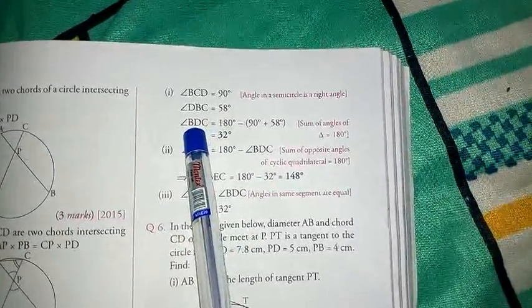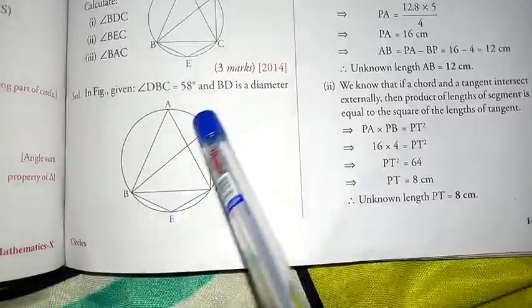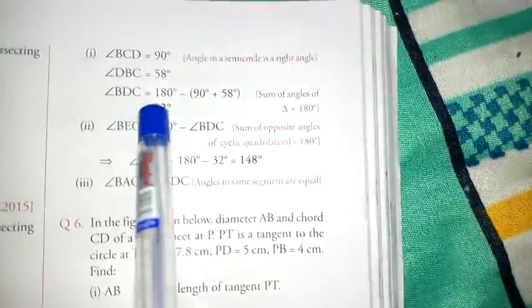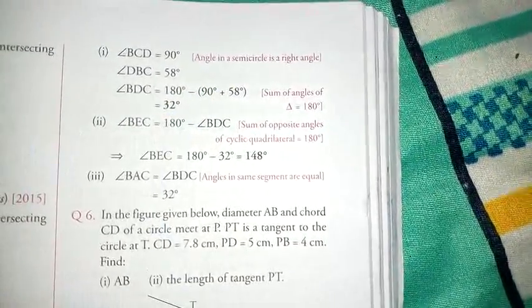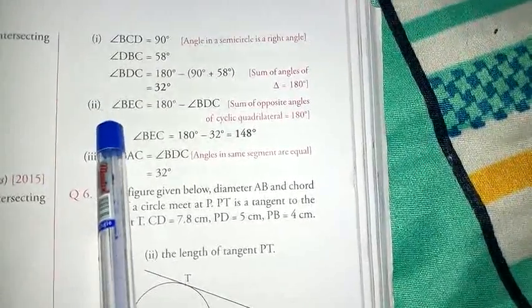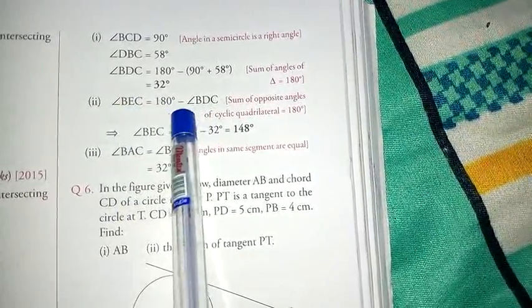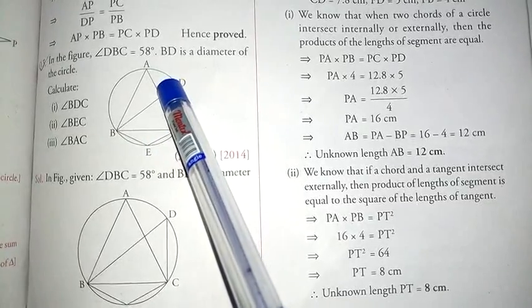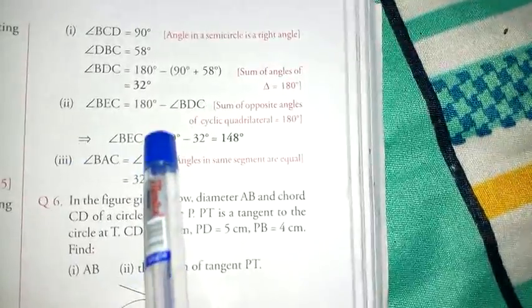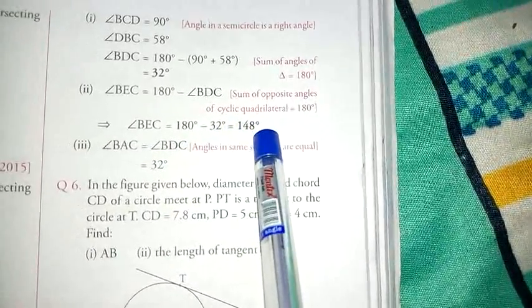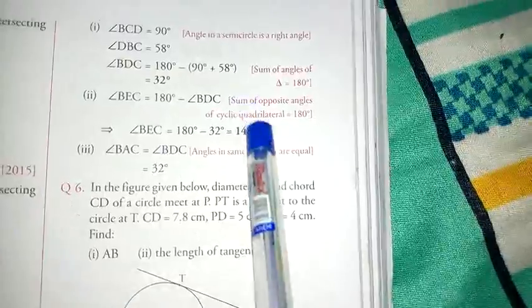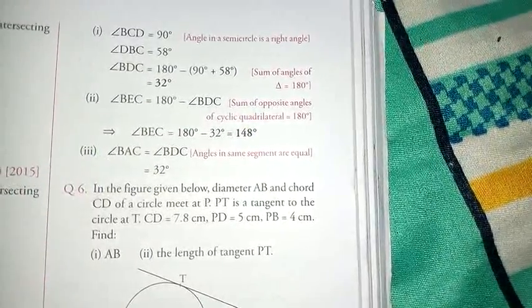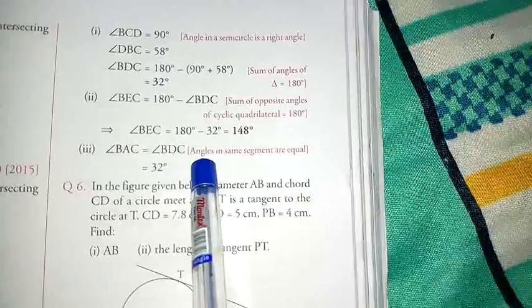So third, angle BDC will be 180 minus the two other angles, equal to 32 degrees. First answer came. Number 2, you can see angle BEC is 180 minus angle BDC. So this particular angle BEC will be 180 minus the value of angle D. The value of angle D is 32. So 180 minus 32 degrees is 148 degrees. This will be our answer.